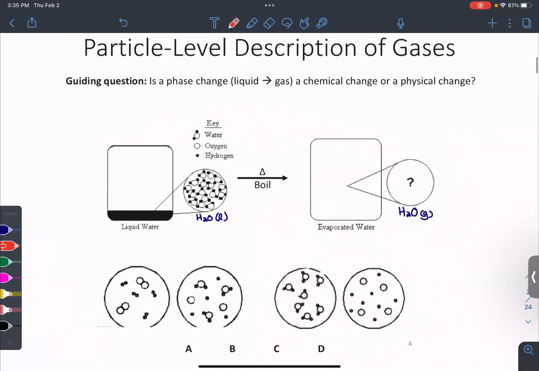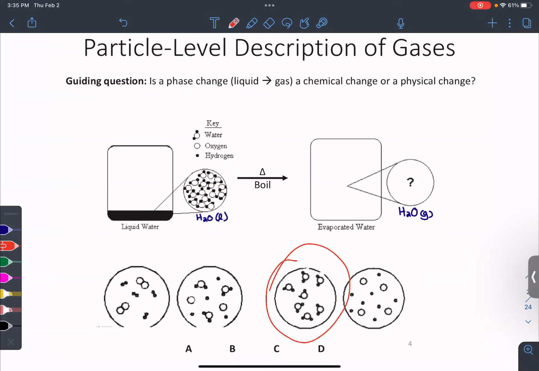All right, next, let's look at this particle description of a gas. We're turning liquid water to evaporated gaseous water. What does the particle diagram look like? So here I have the particle view of H2O liquid. What does H2O gas look like? A, B, C, or D? C, yes. What is special about C?